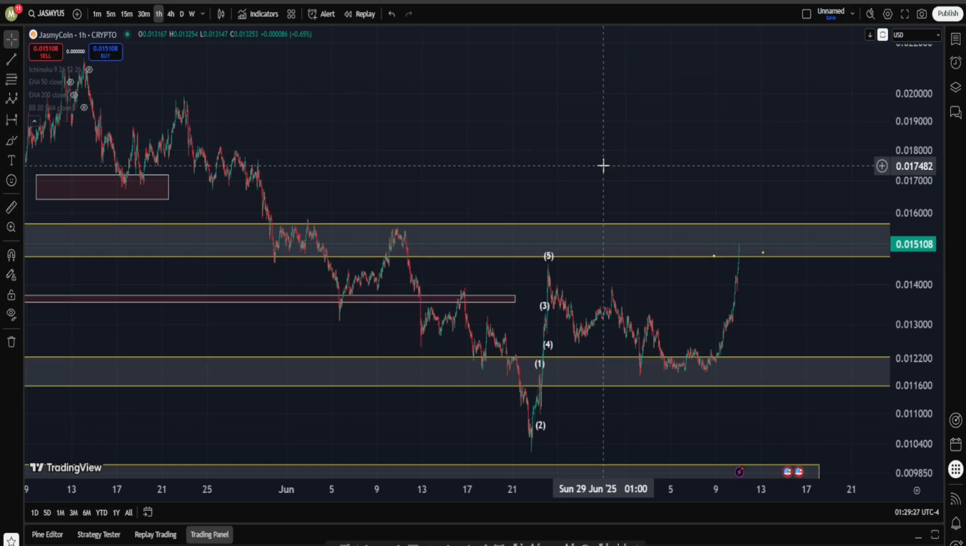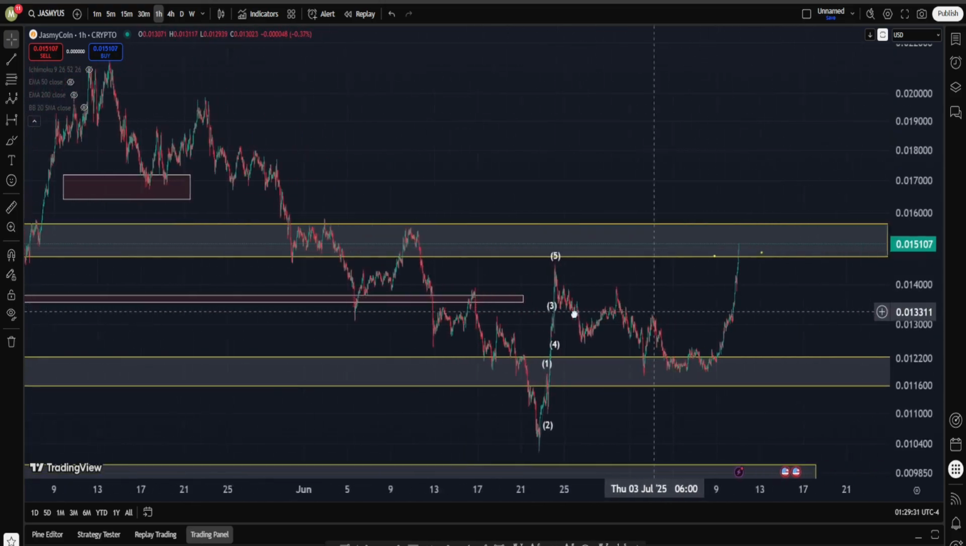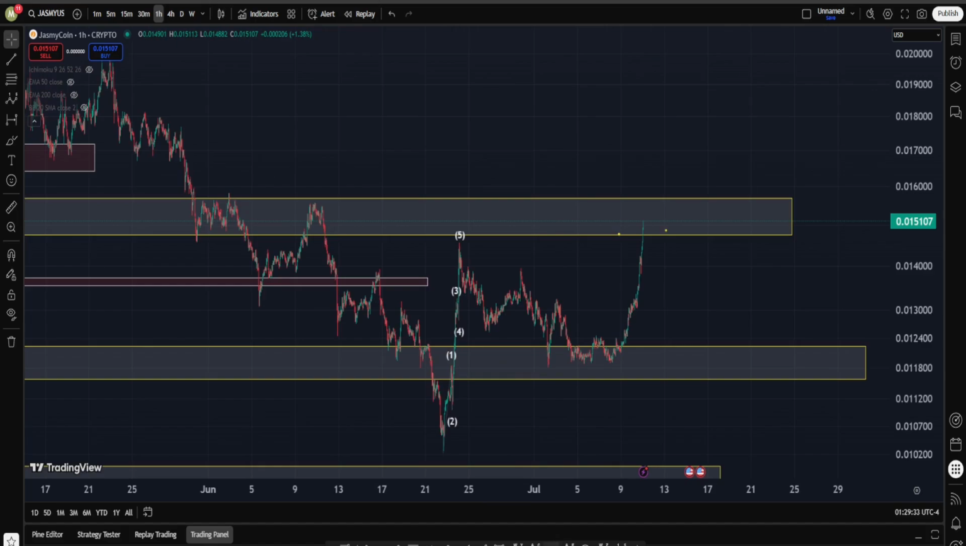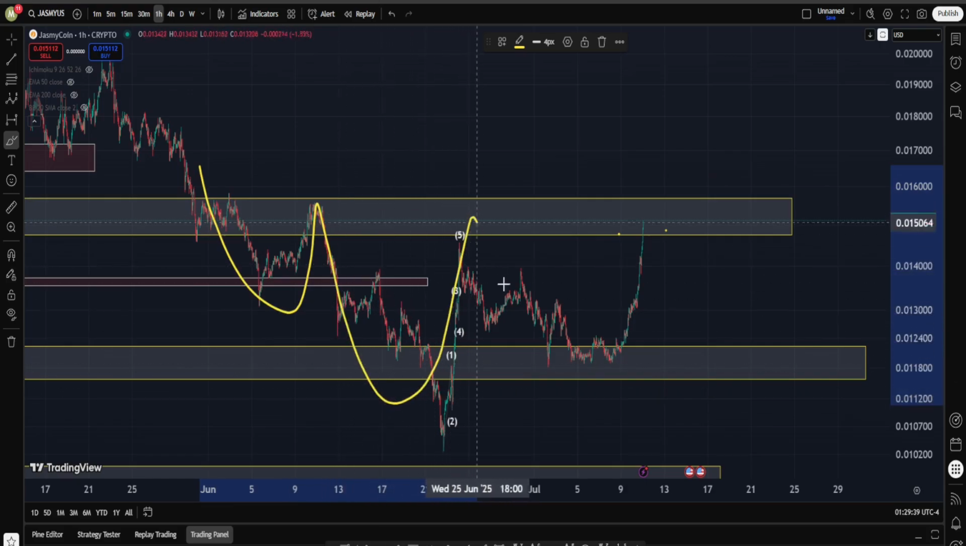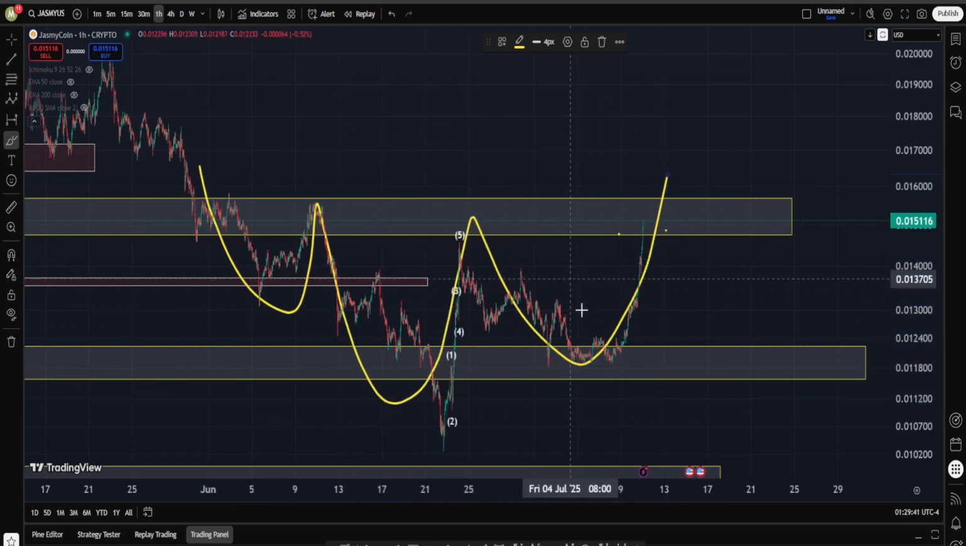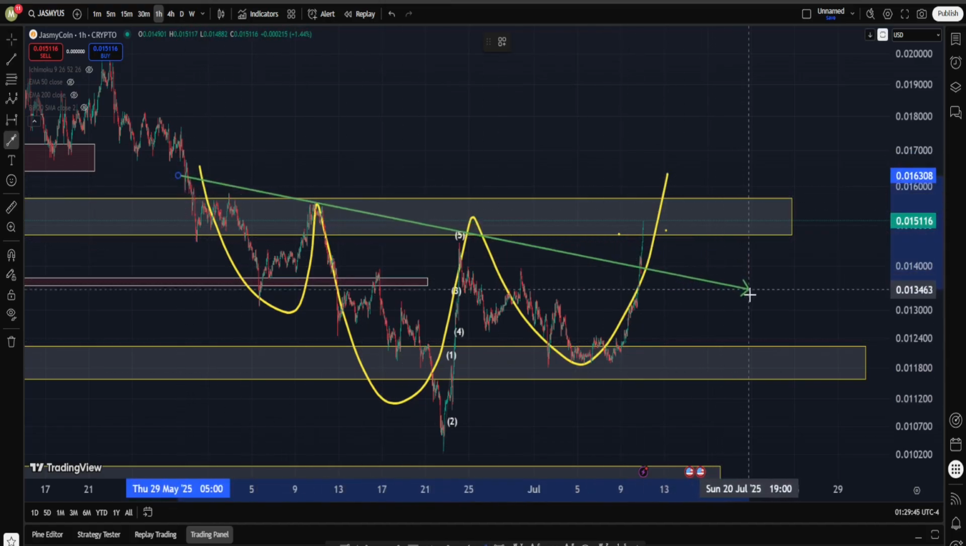Why? Because recently I saw a comment on Twitter that said in Jasmy on the 1 hour time frame, we actually do have a beautiful looking head and shoulders structure. This can be our left shoulder, followed by this, our head, and this might be our right shoulder. And let's just draw the neckline.